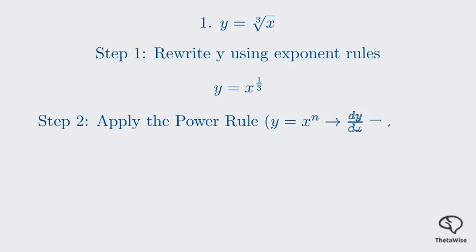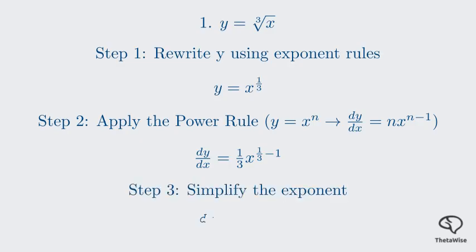The power rule states that dy/dx equals n times x to the n minus 1. We substitute n equals 1/3 into this formula. The final step is to simplify the exponent. 1/3 minus 1 is 1/3 minus 3/3, which gives negative 2/3. So the derivative of the cube root of x is 1/3 times x to the negative 2/3. We have successfully used the power rule to differentiate the function. The key was to first convert the radical form into an exponential form.